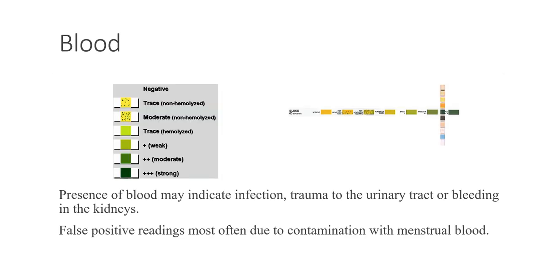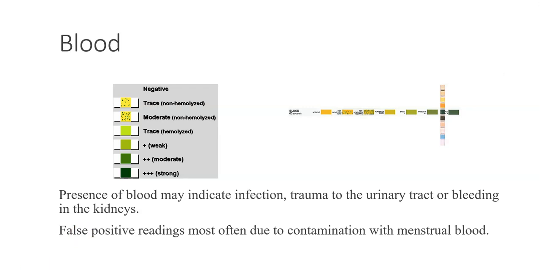So this is an example of the different interpretations of a positive blood test. If you see, these first two are little dots on the pad, and that indicates intact red cells, non-hemolyzed blood. The remaining pads have various reactions due to the lighter the color, the less blood is present, to the darker the color, the more blood is present.